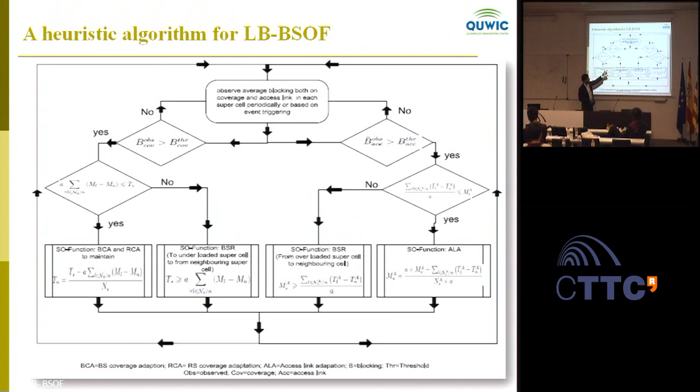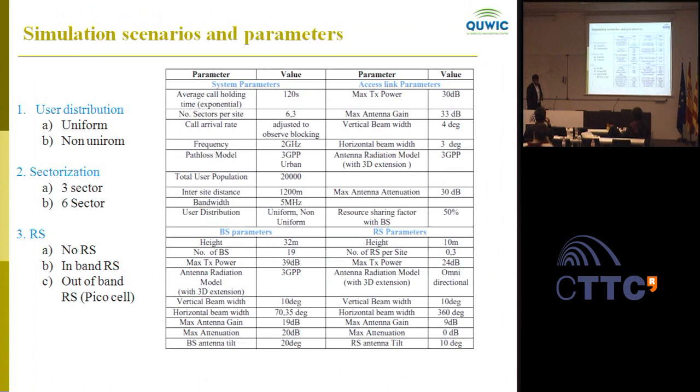Same is true the other way around. This is on the access link, and this is on the coverage link. Access link means the link between the base station and relay station. This is a continuous loop, but you can again put some weights and slow it down based on your own requirements. So this is the solution, and then we do the performance analysis.